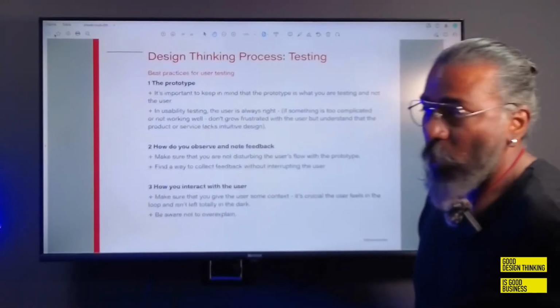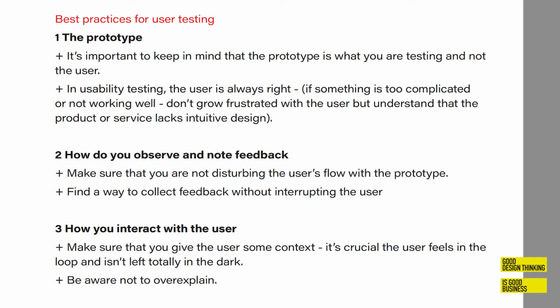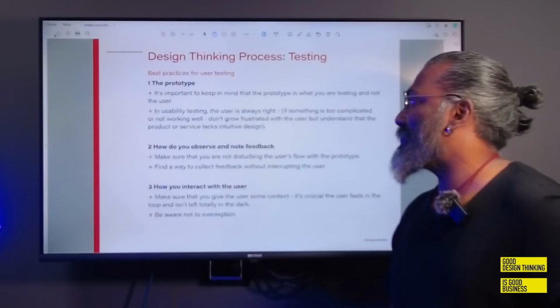The best practices of user tests: what are those things we need to keep in mind?